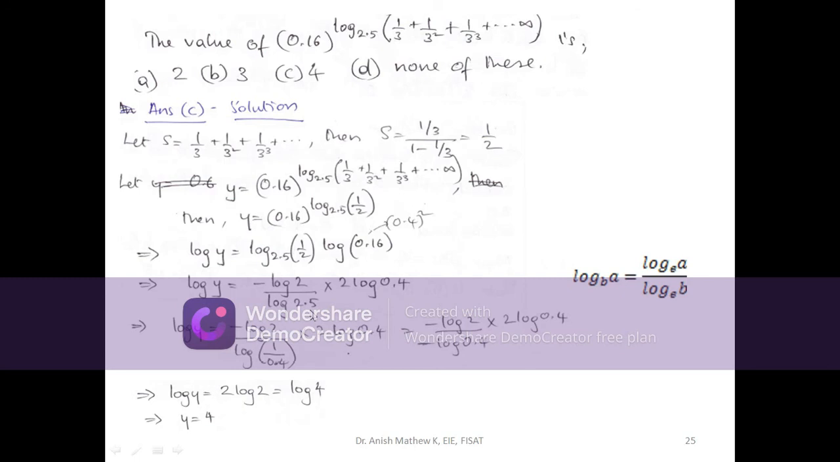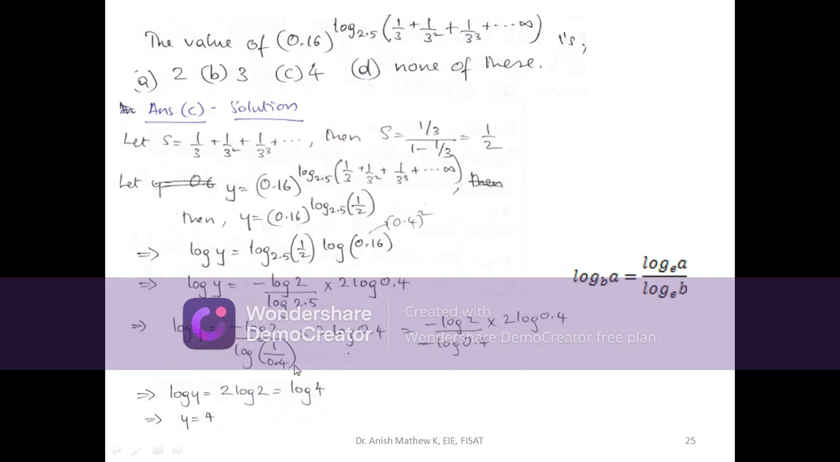Again, what is this 2.5? It is 1 by 0.4. 1 by 0.4 will give you 2.5. So you have logarithm y equal to minus logarithm 2 by logarithm of 1 by 0.4, times 2 times logarithm of 0.4. Logarithm of 1 by 0.4 will be minus logarithm 0.4. So minus logarithm of 2 by minus logarithm of 0.4, times 2 times logarithm of 0.4. This and this will get cancelled.